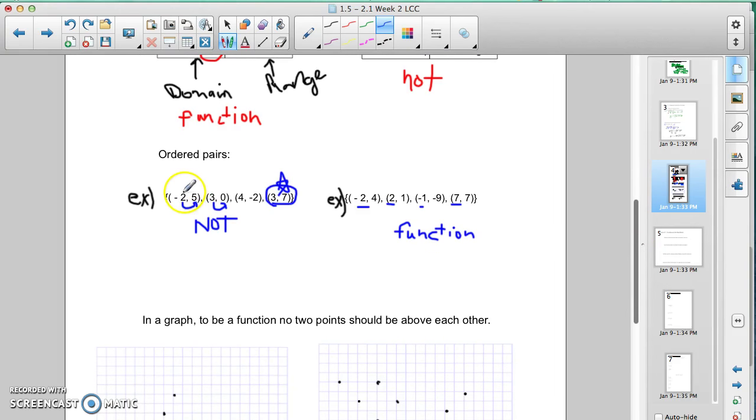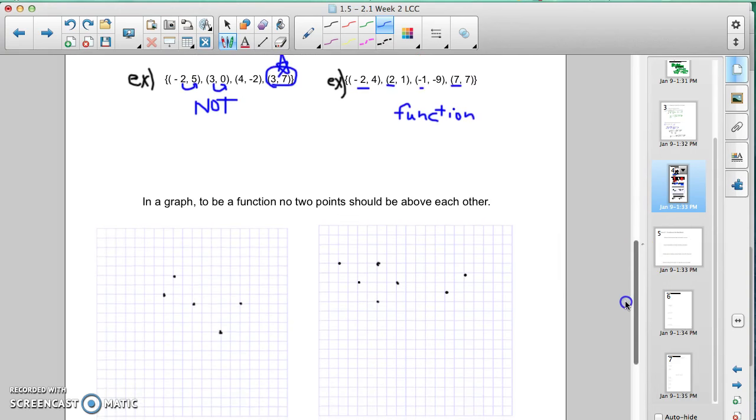the domain of this example right here is -2, 3, 4. We don't say the 3 twice. And the range is 5, 0, -2, and 7. In this example, the domain is -2, 2, -1, and 7. The range is 4, 1, -9, and 7. So that's the domain and range of that pair.